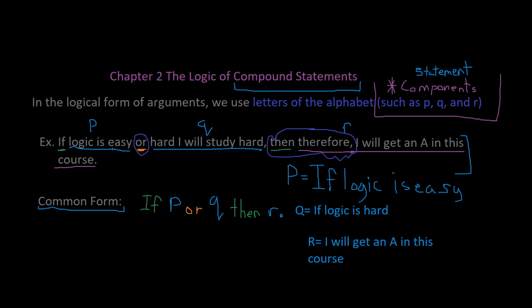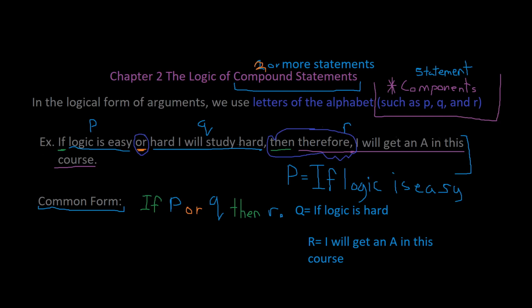But now I want to put two of the components or statements together. So I say, if logic is easy or hard, I will study hard. And so what's happening right here? We're combining two statements together, therefore making a compound statement, right? Compound statement means two or more statements. So if logic is easy or hard, I will study hard. So now we made it a compound statement.